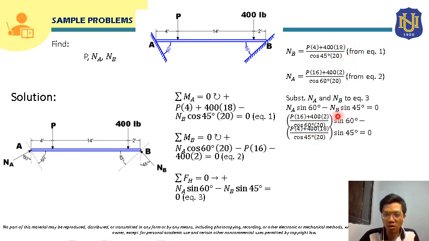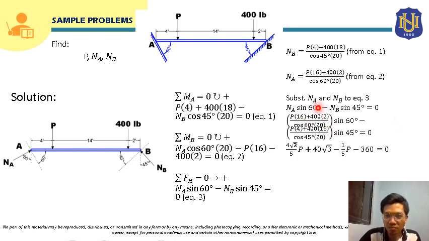That is from equation 1. Okay, so times sine 45 degrees. This will be equated to 0. So the only unknown here will be force P, so we can now solve for force P. Let's simplify this further.